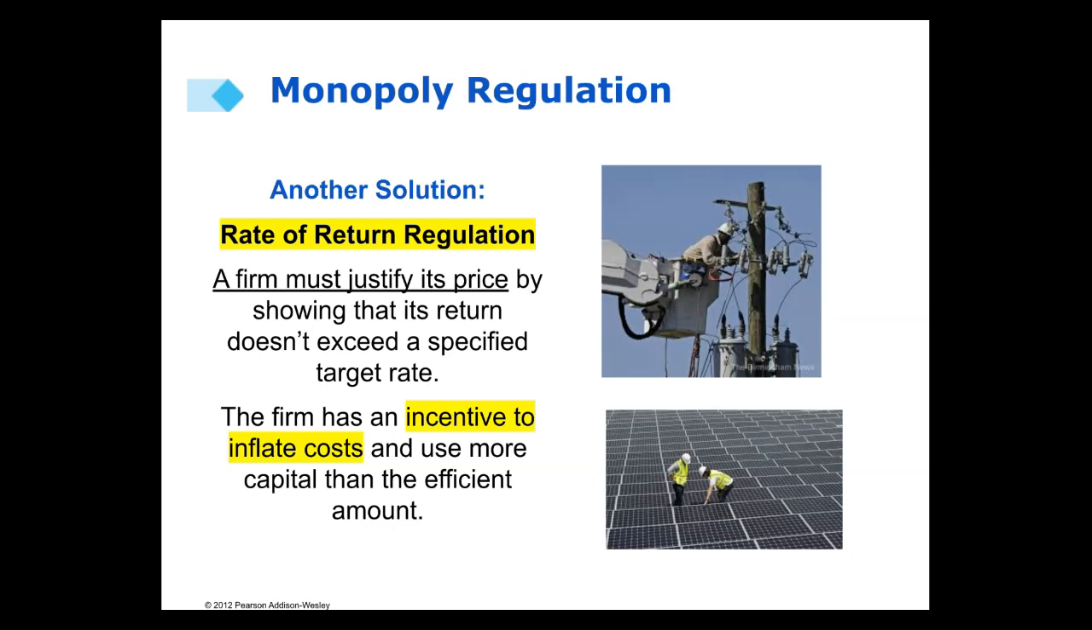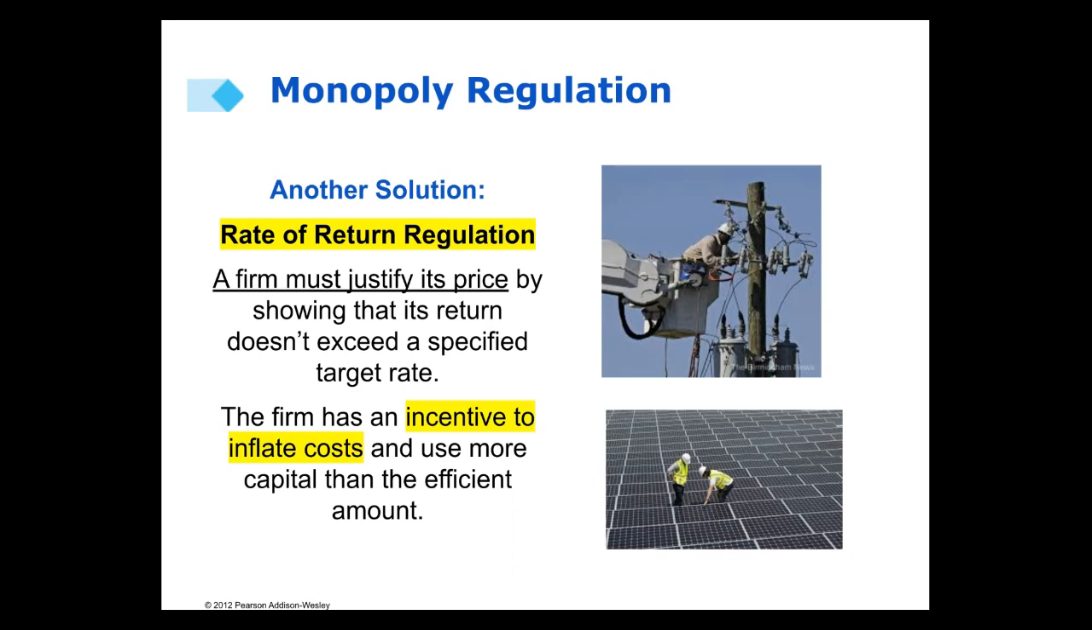The solution that's often implemented, especially with utility companies and power companies, is some sort of rate of return regulation, where the firm has to justify its price by showing that its return does not exceed some agreed upon target in advance. The firm might be able to make a 10% return, and then they have to prove that their prices are supporting a 10% return, but no more, a 10% profit, but no more.